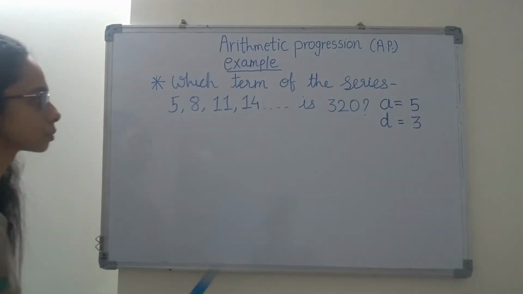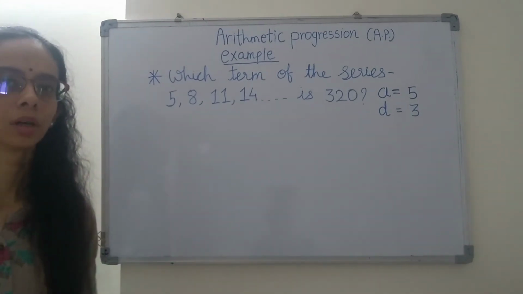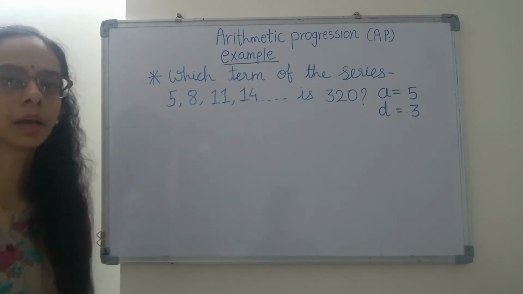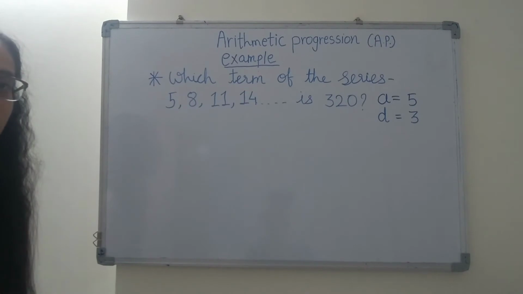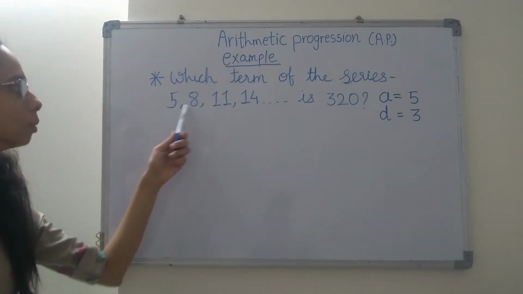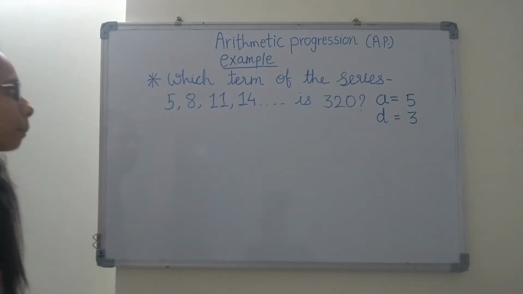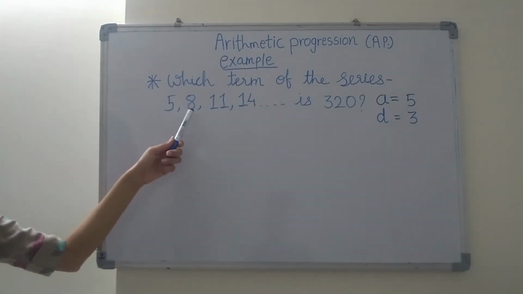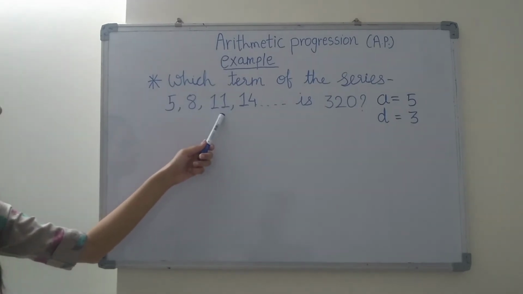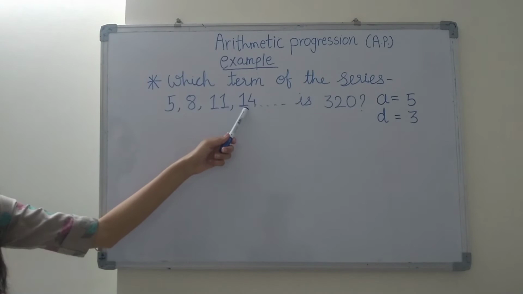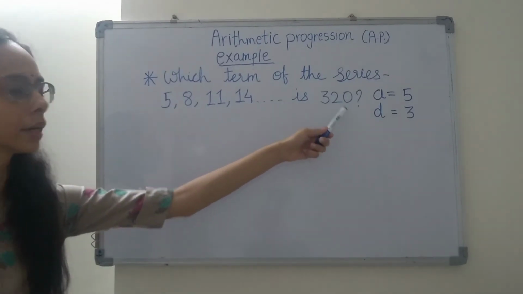to 3. Now here we do not have to find the nth term. The nth term has already been given, which is 320. But what we have to find out is which term of this series is 320. For example, 8 is the second term of this series, 11 is the third term, 14 is the fourth term. Similarly, which term of the series is 320?